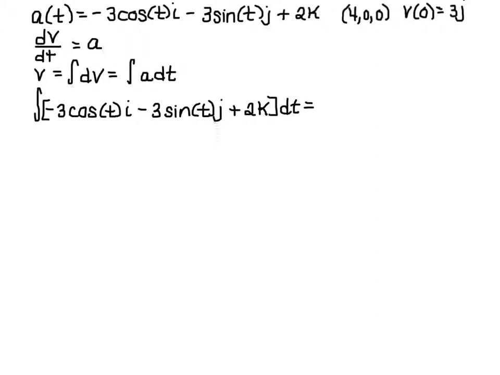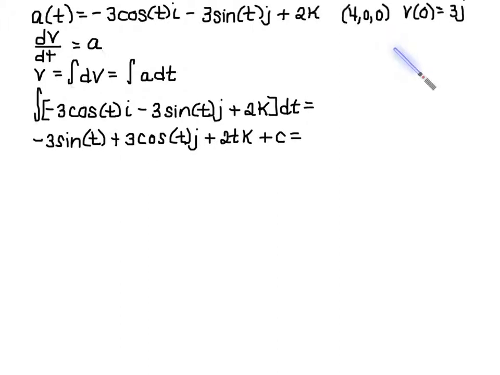And the antiderivative of the cosine is the sine, so we get a negative 3 sine of t minus 3, and the derivative of the sine is the negative cosine, so that makes a positive cosine t in the j direction, plus 2t in the k direction, plus our constant. Let's move that up.